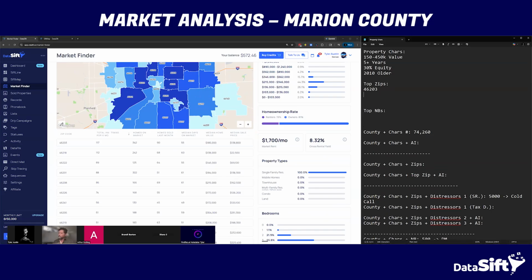46203, I like. The second I like is that one at 49 days on market because it's still within that range. And it has a decent amount of investor transactions. And 45 to 130 divided by 45 is pretty good. So 46241.